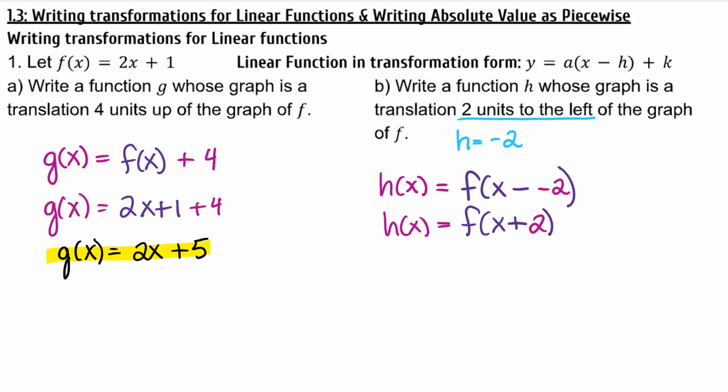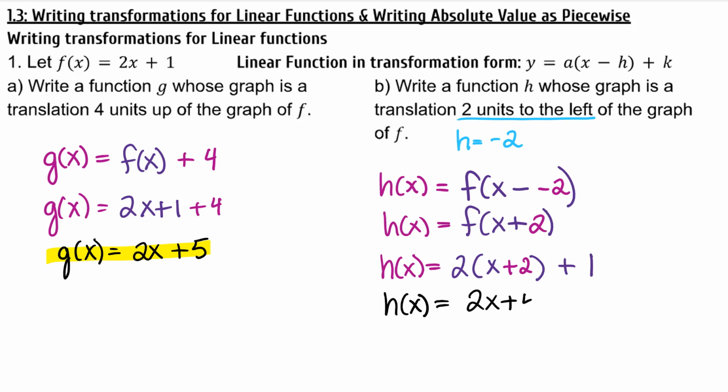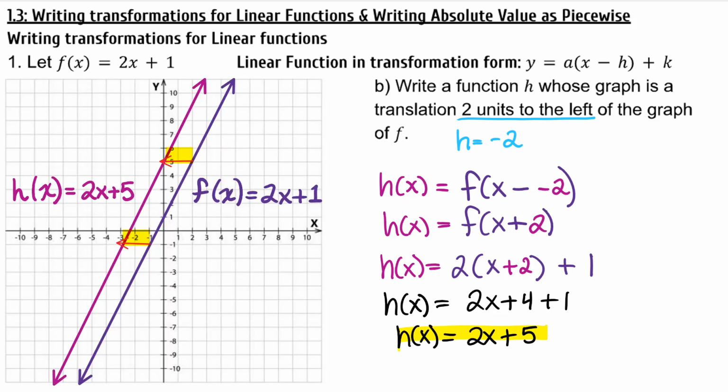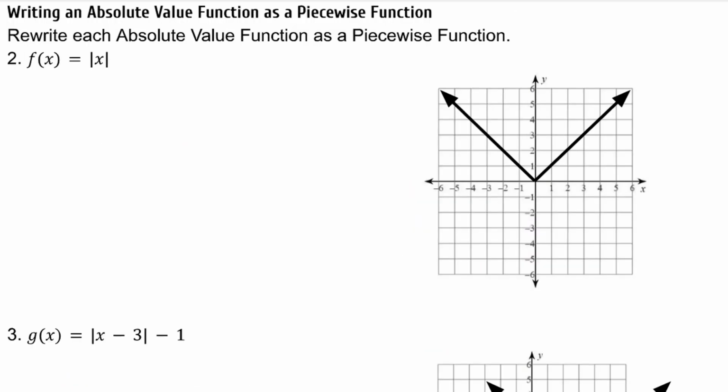We're going to plug in f of x, but remember, this 2 is being added only to the x. So here's our original 2x plus 1, and then we add 2 inside. Now we're going to distribute to put this into slope-intercept form. And you can always check by graphing. Does this new equation truly show a translation of 2 units to the left from our original f of x? Yes, it does.